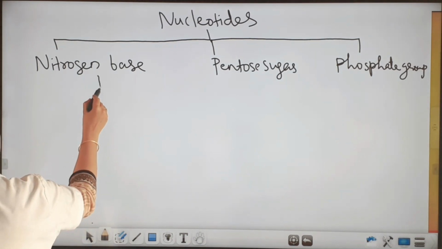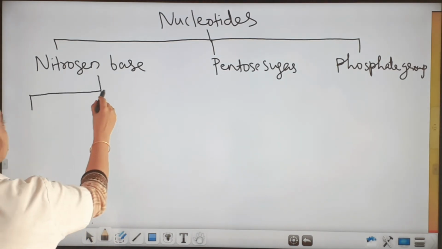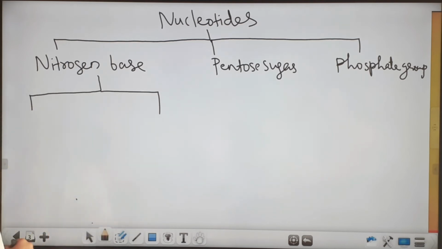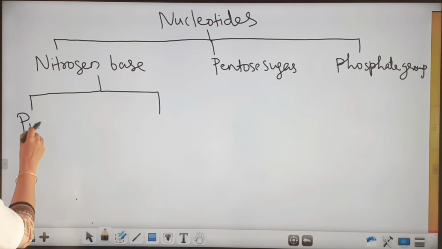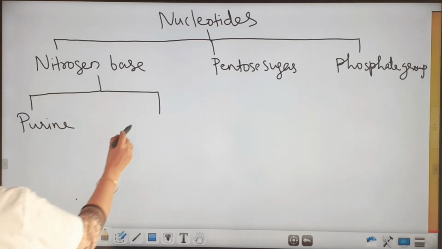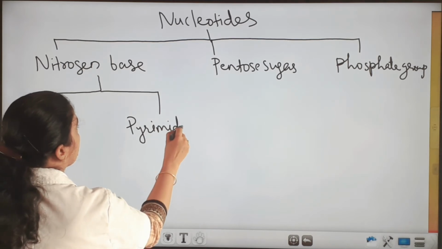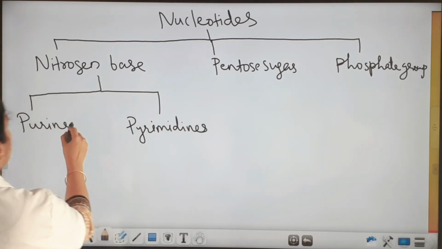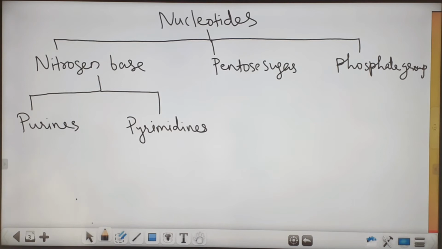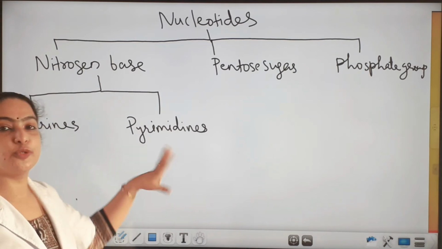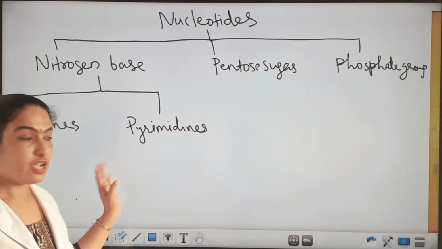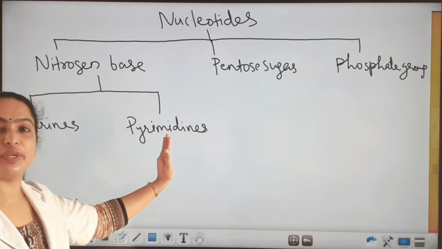This nitrogen base is of two types. There are two types of nitrogen base in the DNA, that is purines and pyrimidines. The purines and pyrimidines come opposite to each other. So the purines always bind with the pyrimidines.